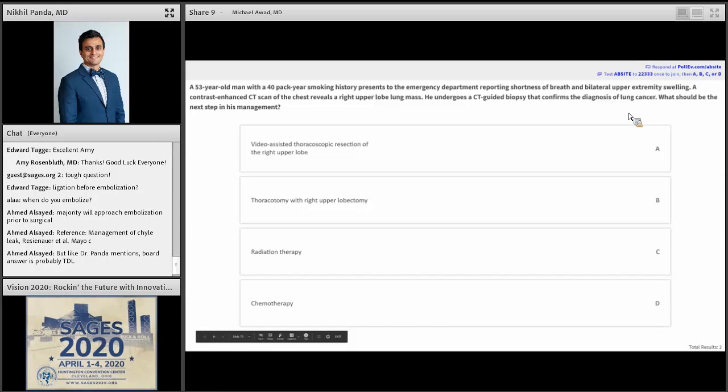A, video-assisted thoracoscopic resection of the right upper lobe. B, thoracotomy with right upper lobectomy. C, radiation therapy, or D, chemotherapy.